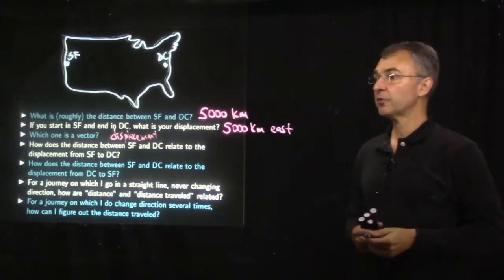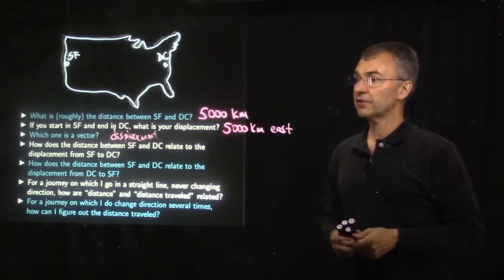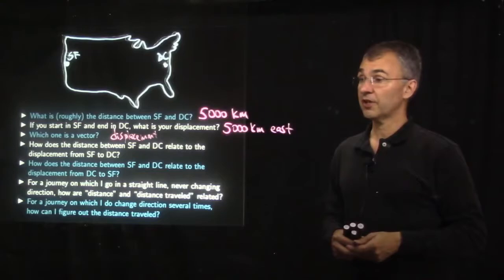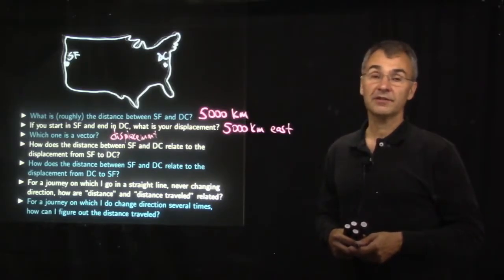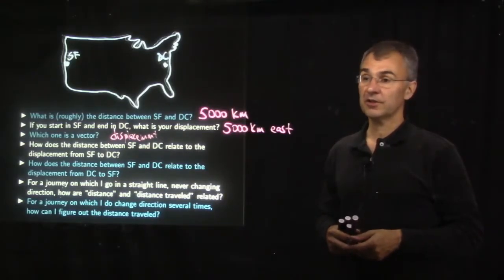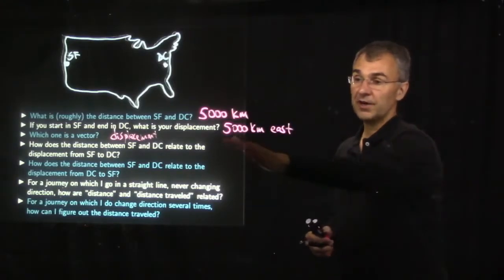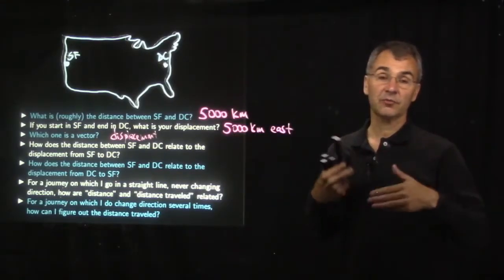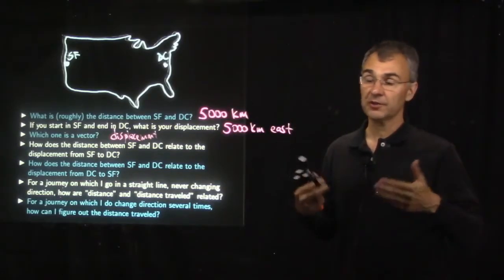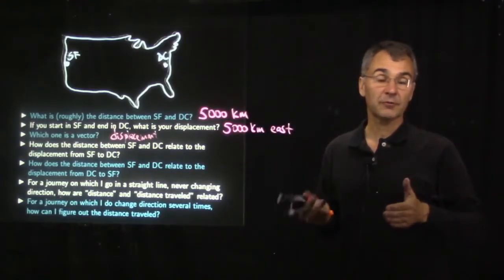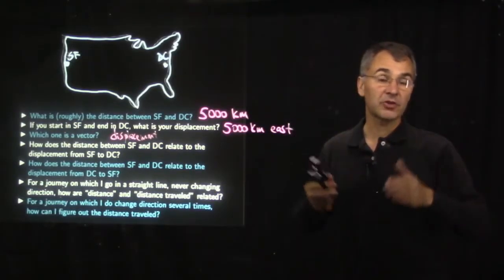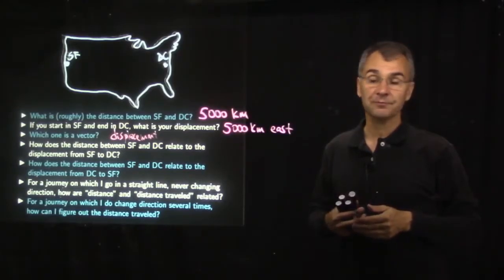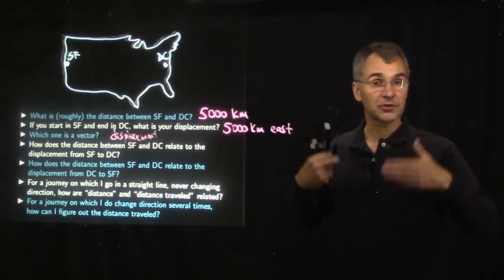How does the distance between San Francisco and DC relate to the displacement from San Francisco to DC? Well, the distance is basically the magnitude of the displacement. So this is 5,000 kilometers east. That has a magnitude and a direction. If we just take the magnitude part, we usually use the absolute value sign to represent the magnitude of a vector. We also sometimes call it the vector norm. Let's call it the magnitude or the vector norm.